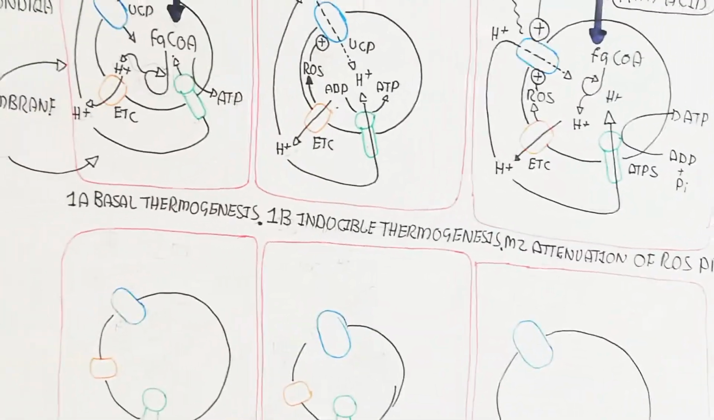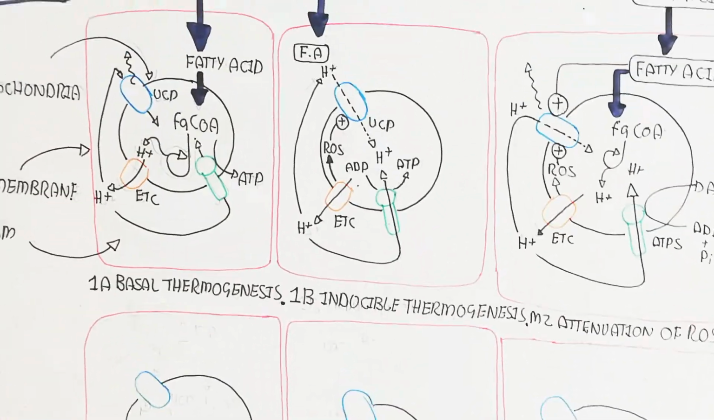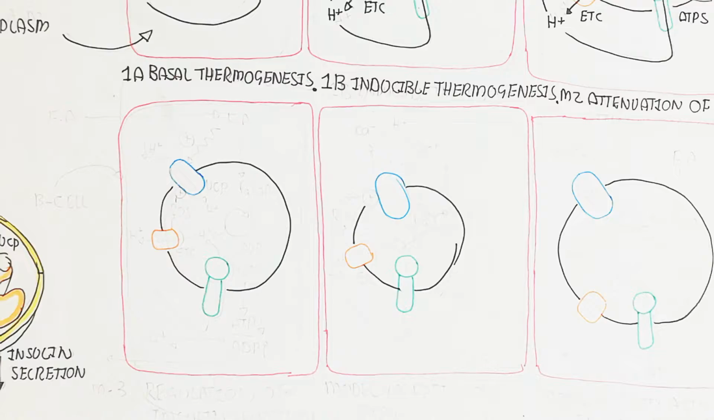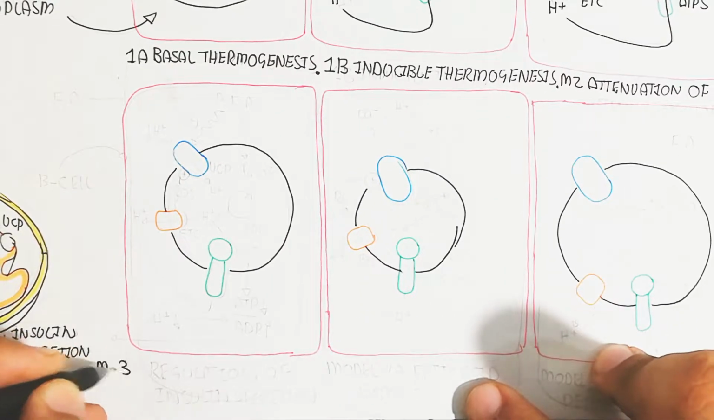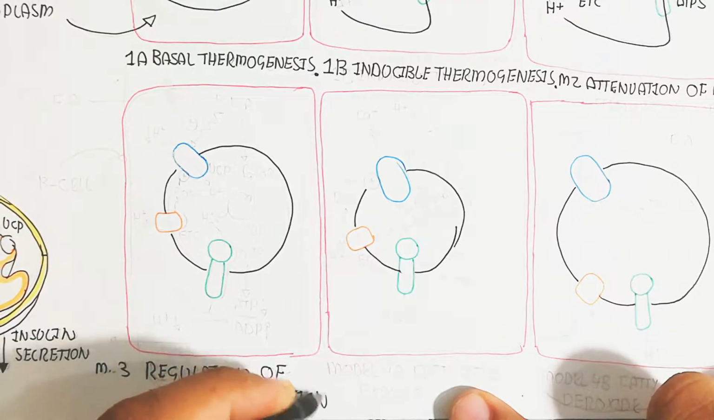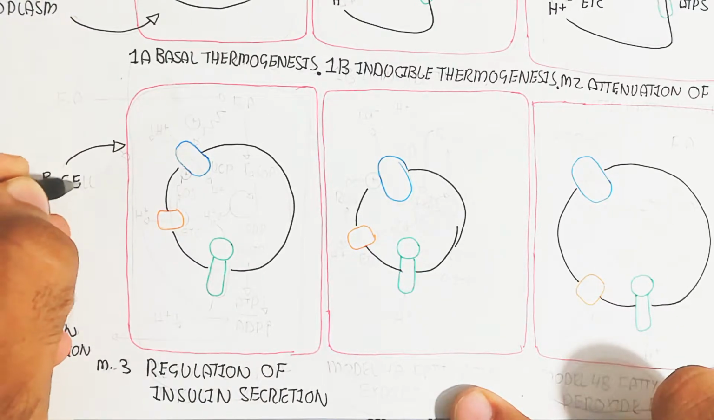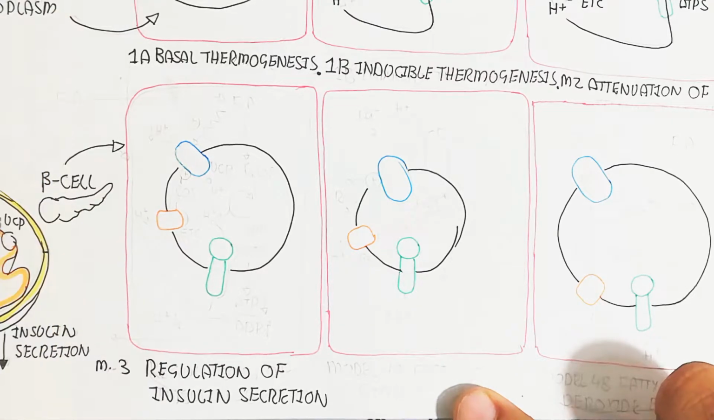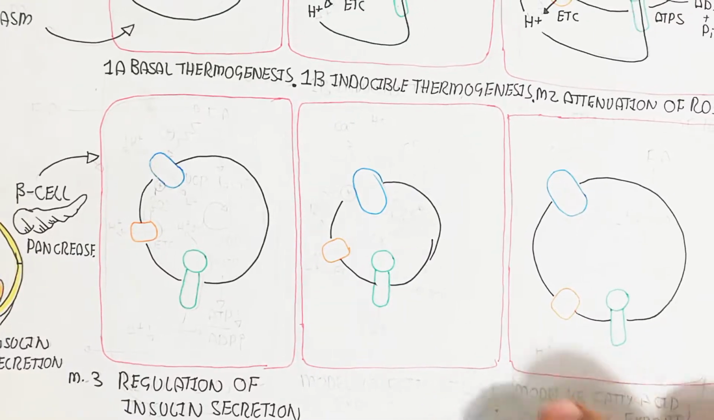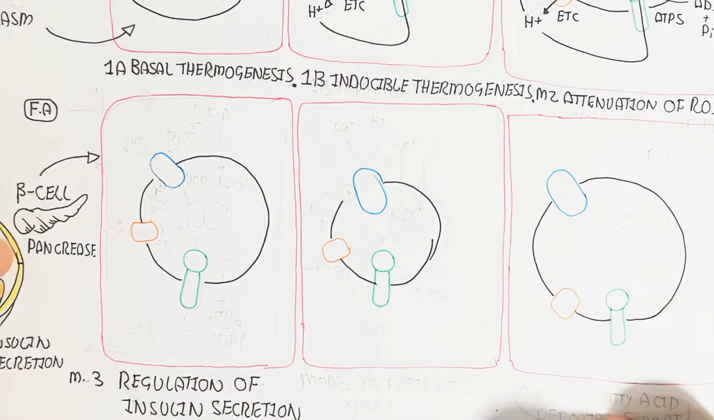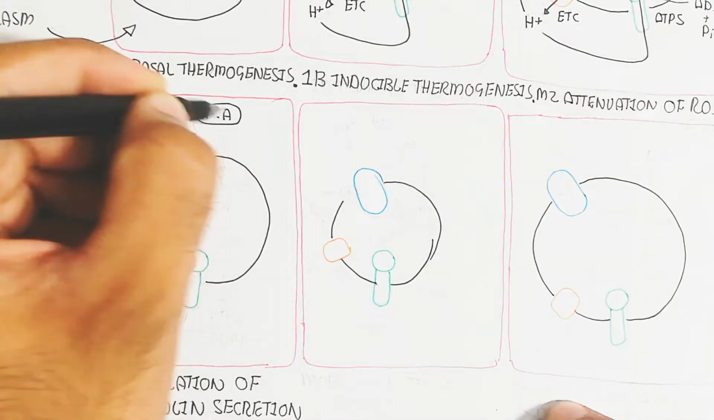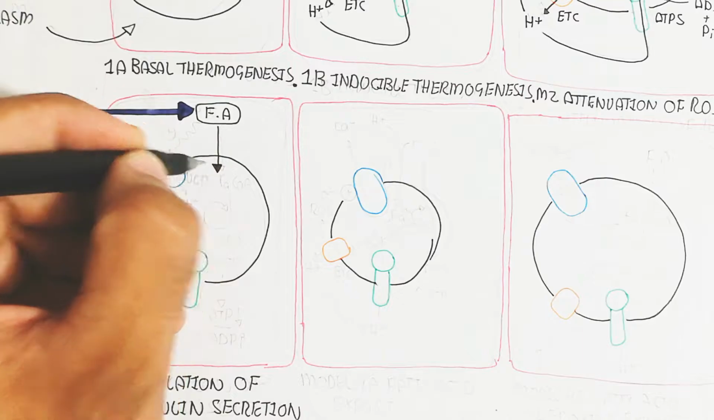After this, next we will discuss model 3, the regulation of insulin secretion, because the UCP is also involved in the regulation of insulin. How is it possible? Let's begin to understand. This is the mitochondria, which inside contains the electron transport chain, UCP and the ATP synthase in the inner mitochondrial membrane. This is the beta cell of the pancreas. When fatty acid enters the mitochondria, it is converted into fatty acyl CoA, and this fatty acyl CoA produces protons in the form of NADH and FADH2.